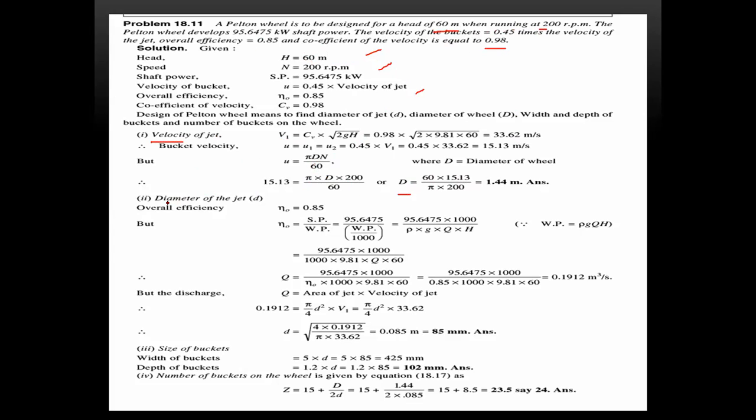Now what is the second thing? Diameter of the jet, small d. The efficiency is given. Overall efficiency is equal to SP by WP, that is so and so. Finally, you are getting the discharge Q is equal to A into velocity. Therefore, it is a value. Finally, with this, we are getting the diameter d. Now, what is the size of the bucket? Width of the bucket is equal to 5 into d, and depth of the bucket is 1.2 into d. The number of buckets on the wheel is given by Z equal to 15 plus D by 2d, which is equal to 24.